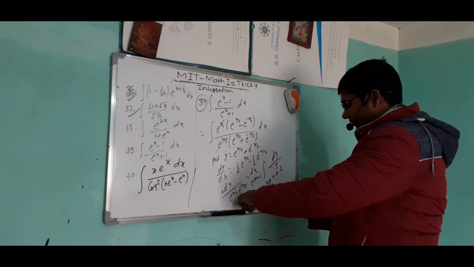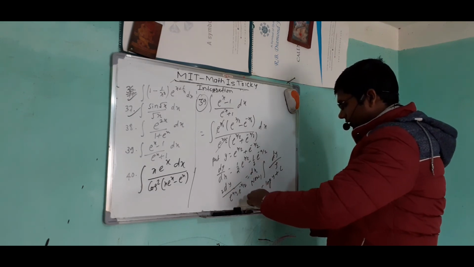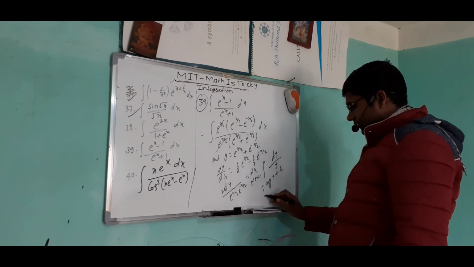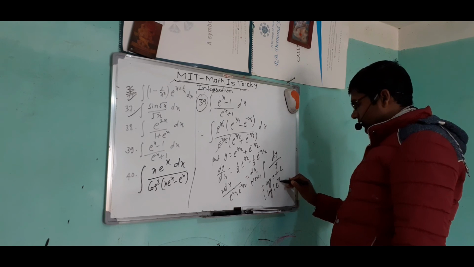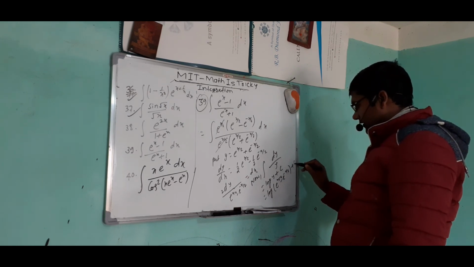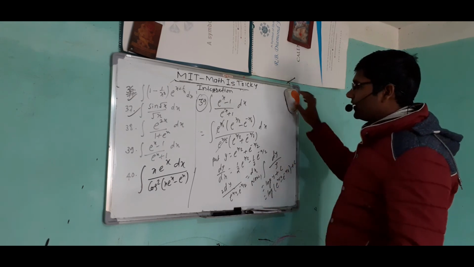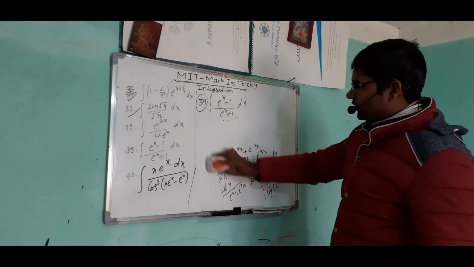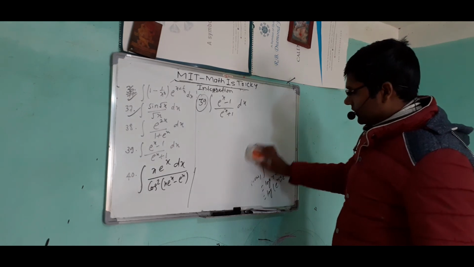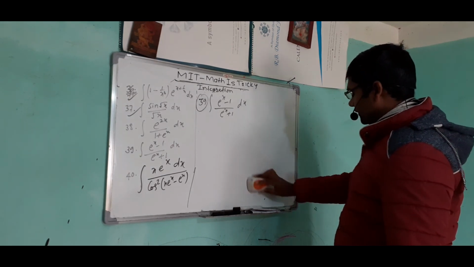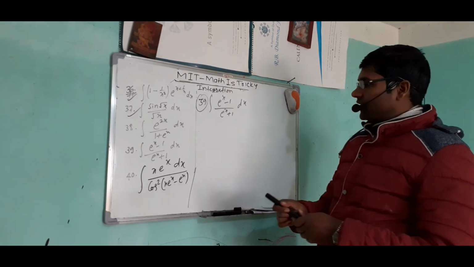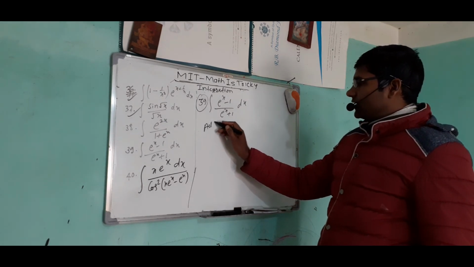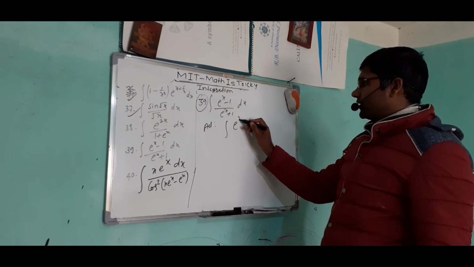It means you can simply write the answer for this as log of e power x by 2 plus e power minus x by 2 plus c. This is your answer. Or you may use a different method also. So what can be done here? Let's see. A different form of the answer will be obtained by simplification at last. Another method, an alternative method, is there also. So you can proceed in this way.